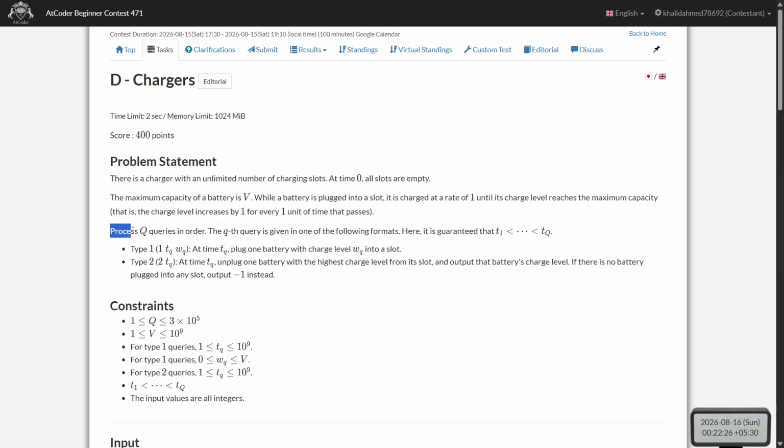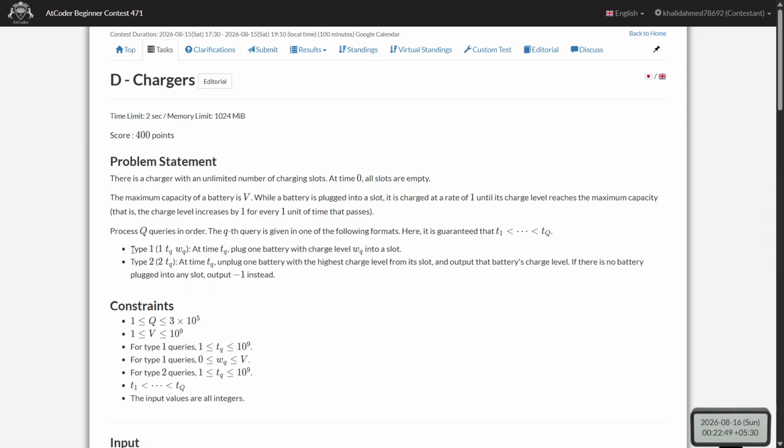So we need to process Q queries in order. Each query is given in one of the following formats. Here it is guaranteed that t1 < t2 < t3 < ... < tQ. Basically the times of the queries are in increasing order, not in random order.